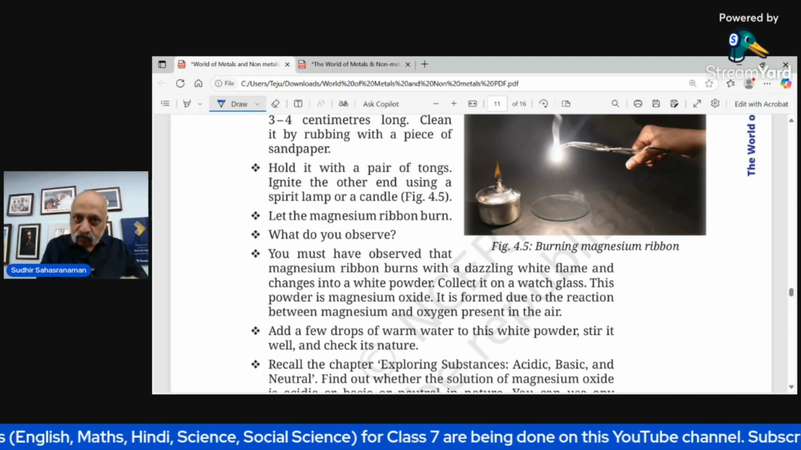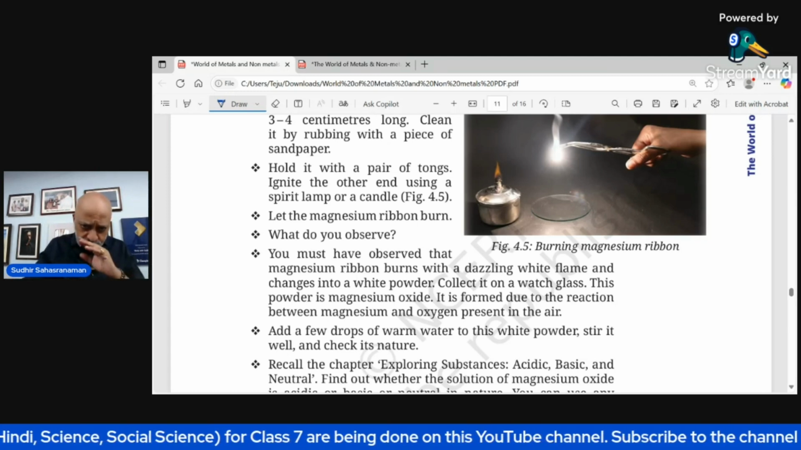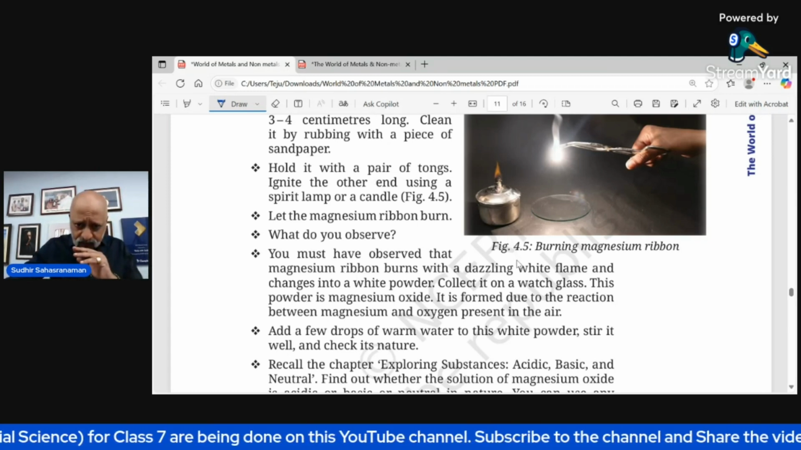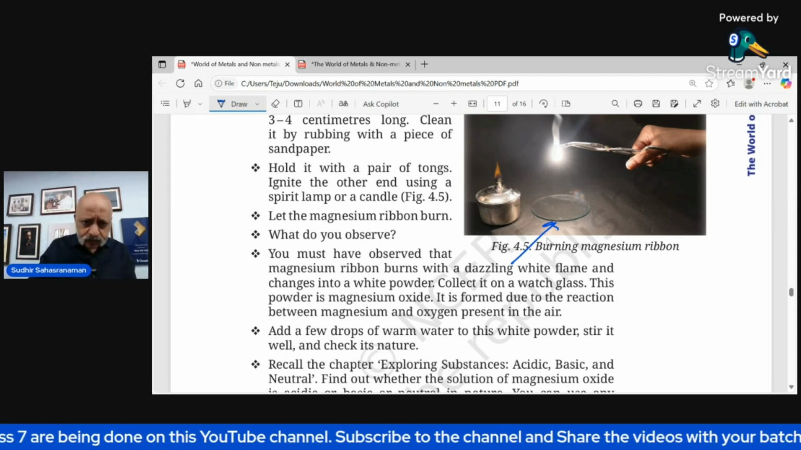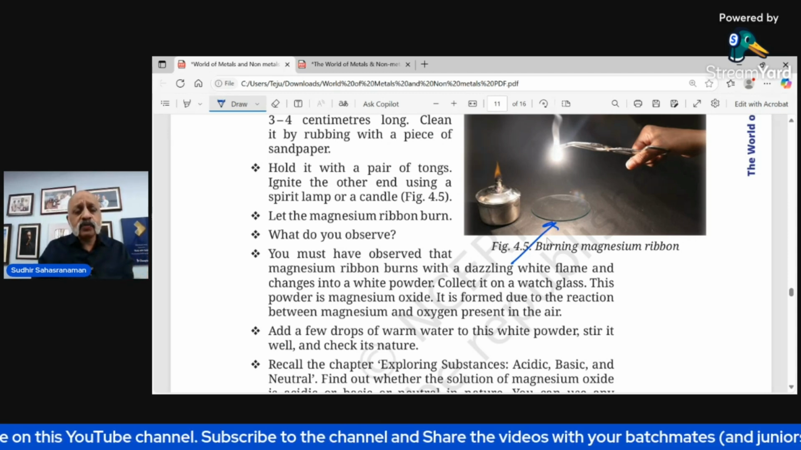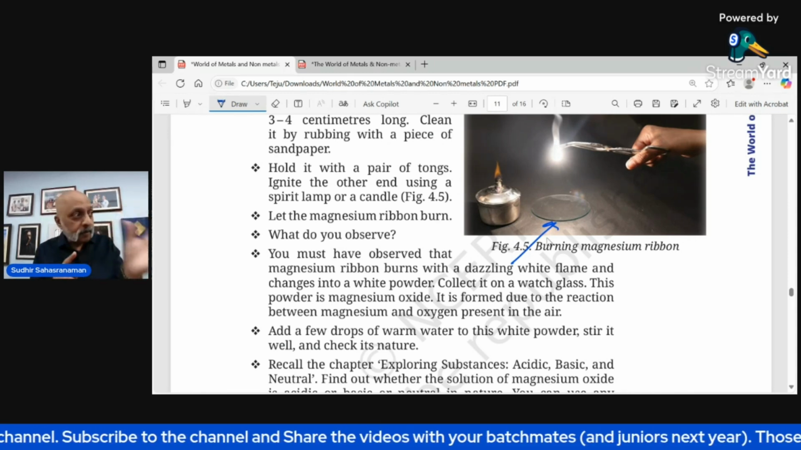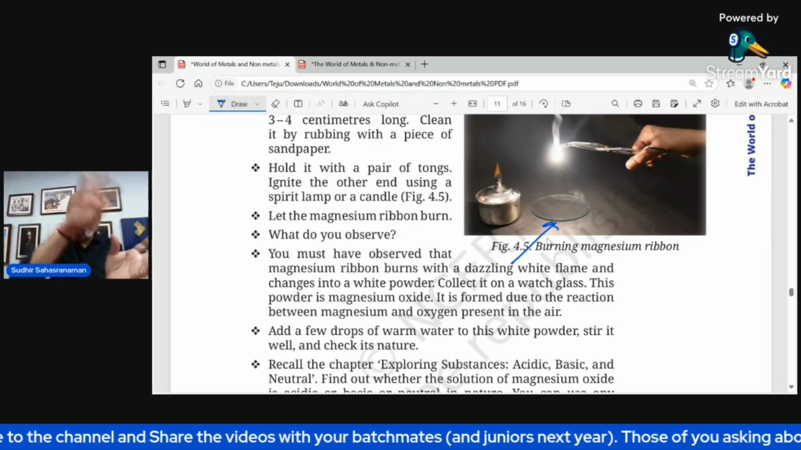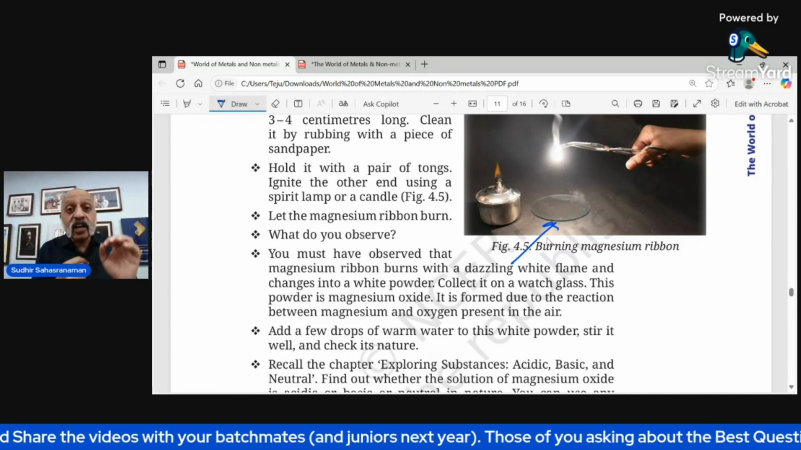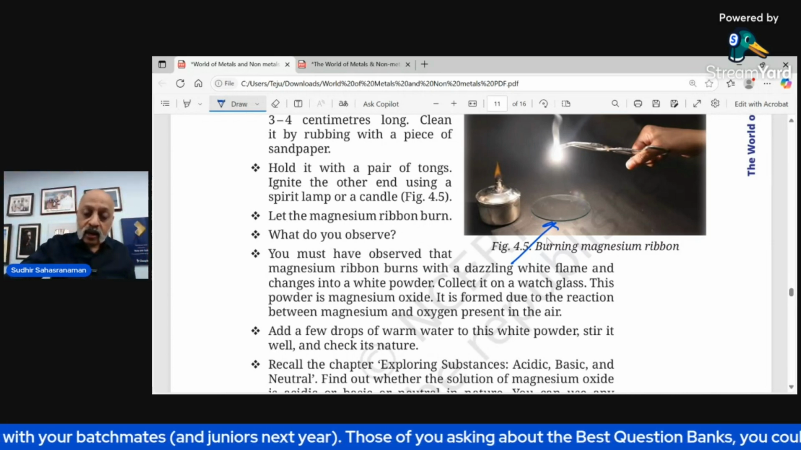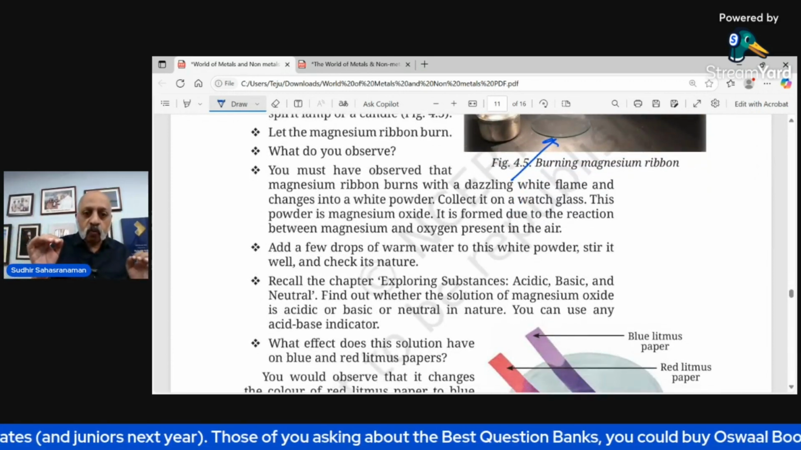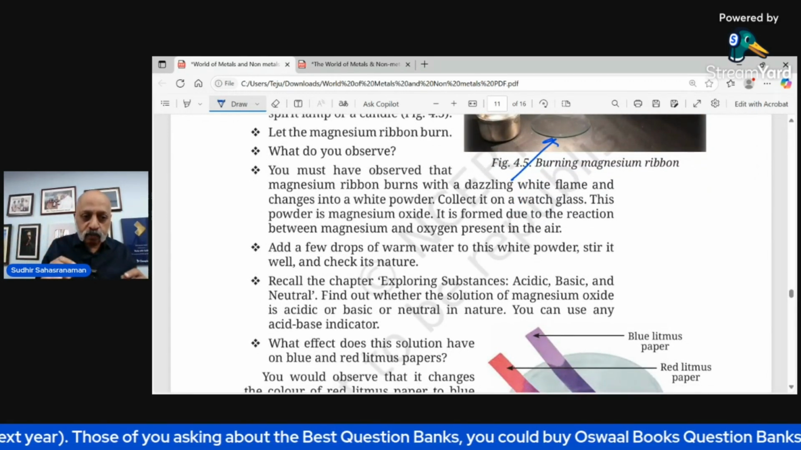You need to collect it with that watch glass, which you see. This is the watch glass. So the powder that is formed is magnesium oxide. Magnesium reacts with oxygen around it to form magnesium oxide. Now you add a few drops of warm water to this white powder.